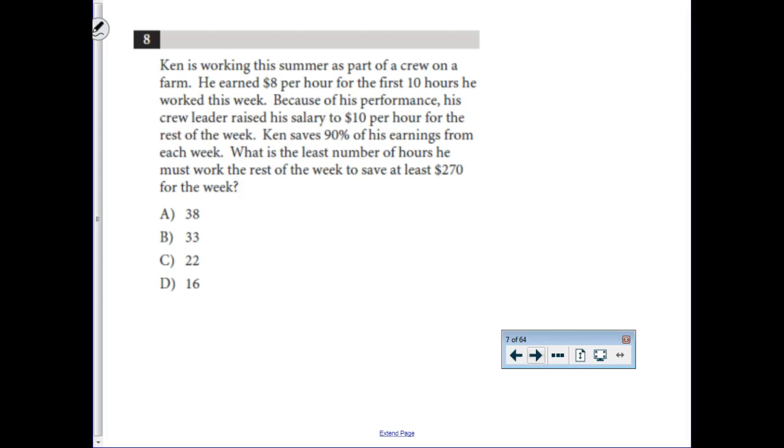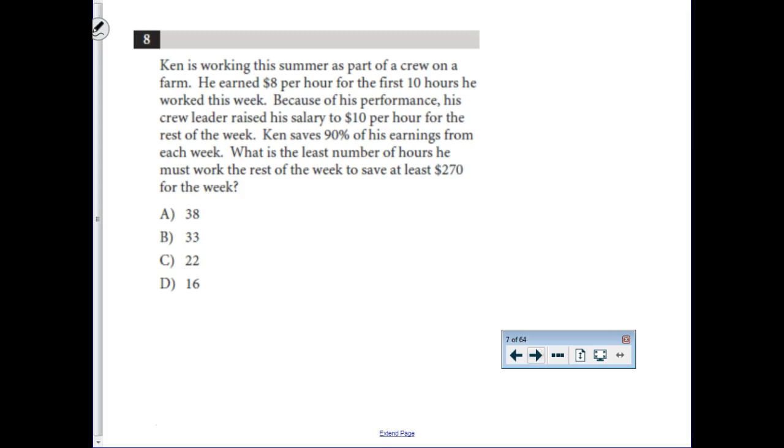Oh, words. All right, Ken is working this summer as part of a crew on a farm. He earned $8 per hour for the first 10 hours. Because of his performance, he was given a raise of $10 per hour for the rest of the week. Ken saves 90% of his earnings. What is the least number of hours he has to work in order to save at least $270?